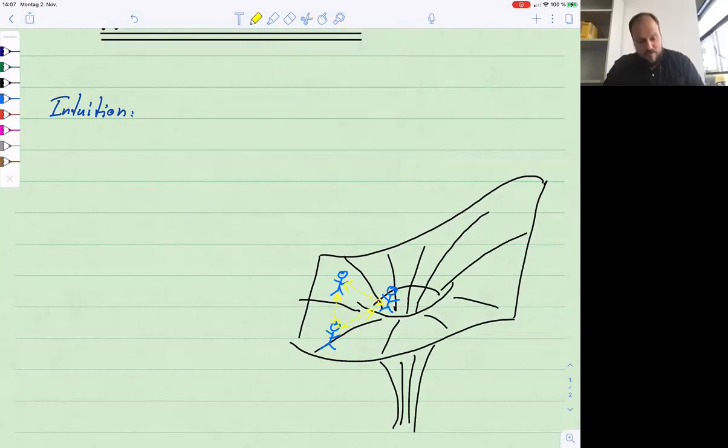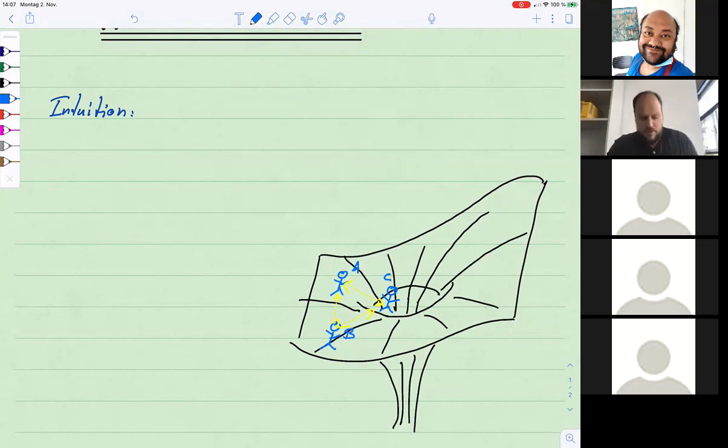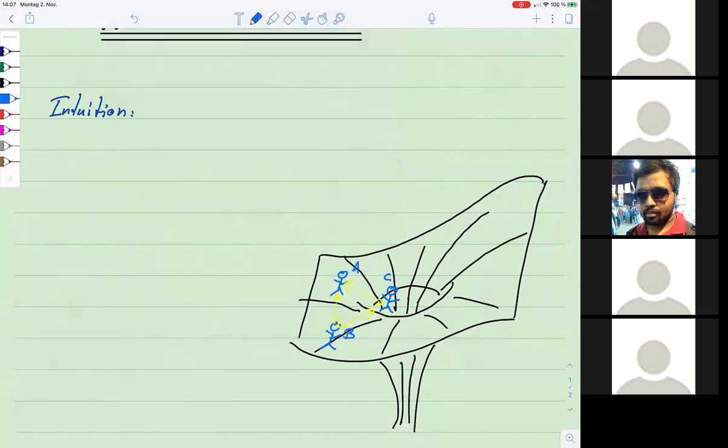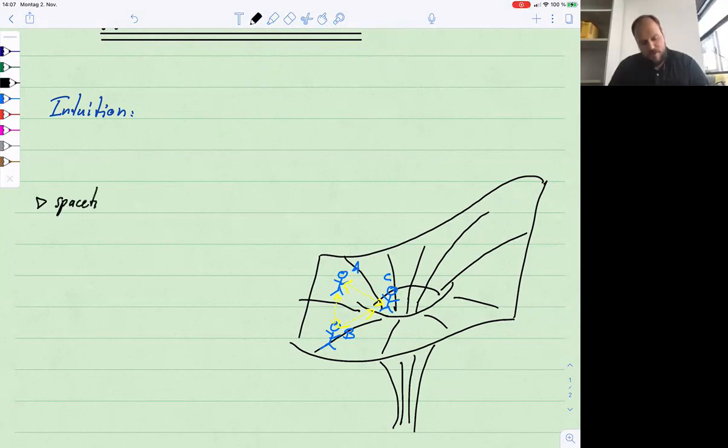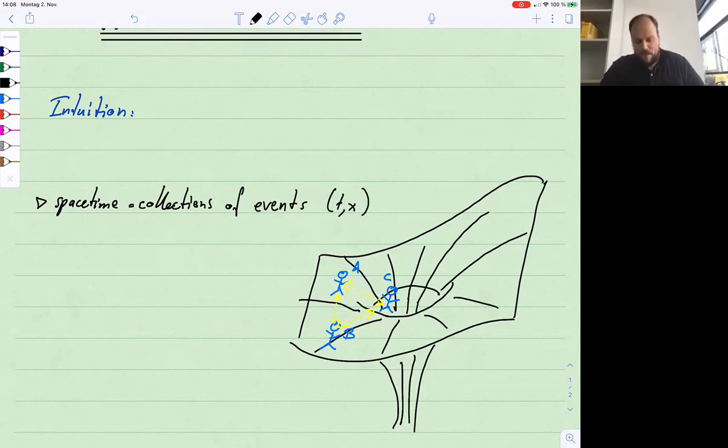So we give them names like A, B, and C. So A and B can communicate, very good. And in order to understand what I call space-time, we'll call it space-time for now, and we'll keep this idea. Space-time is a collection of events, and events are basically something which is located at the coordinates t and x. X here defines just the spatial coordinates.